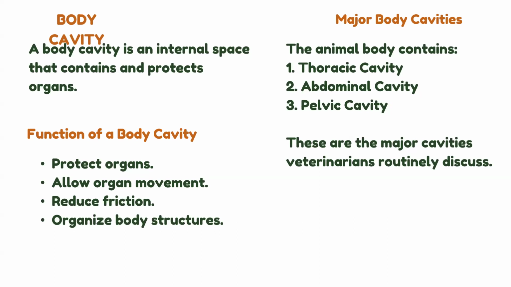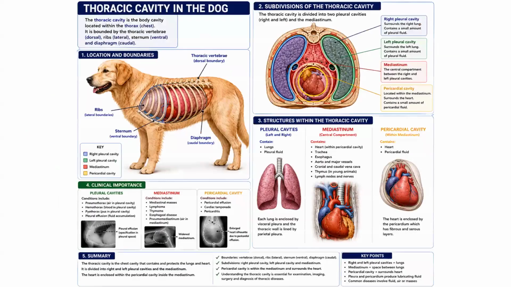And these three are the major cavities that veterinarians routinely discuss when you hear them interact with each other. The thoracic cavity in the dog is the body cavity that is located within the thorax. Now, when you hear the word thorax, they are just telling you the chest.